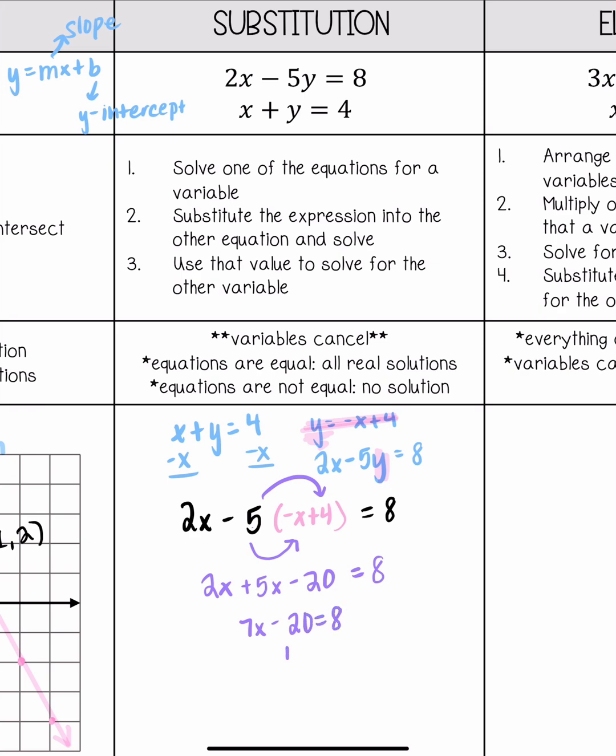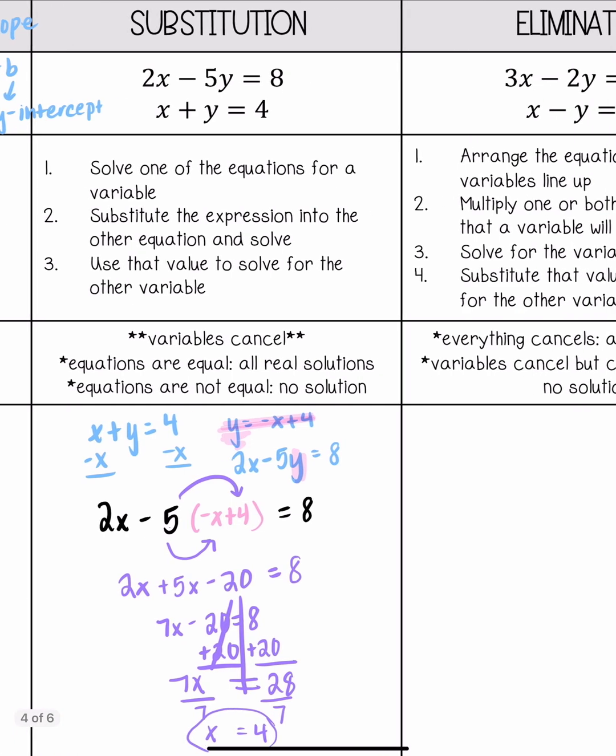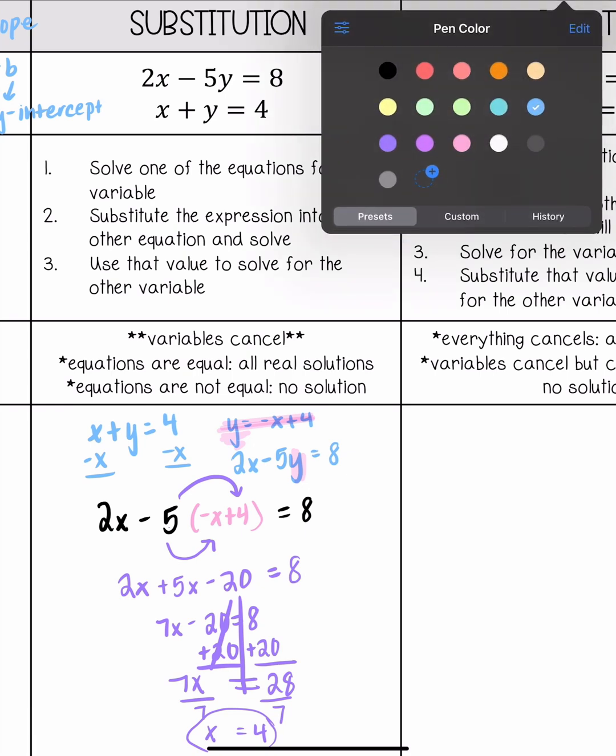So now we'll add 20 on both sides. While this will cancel out, we're left with 7x is equal to 8 plus 20, which is 28. Then we're going to divide by 7 on both sides, and we'll have x is equal to 4. And now that we have this value, we can plug that into one of the original equations to solve for y.